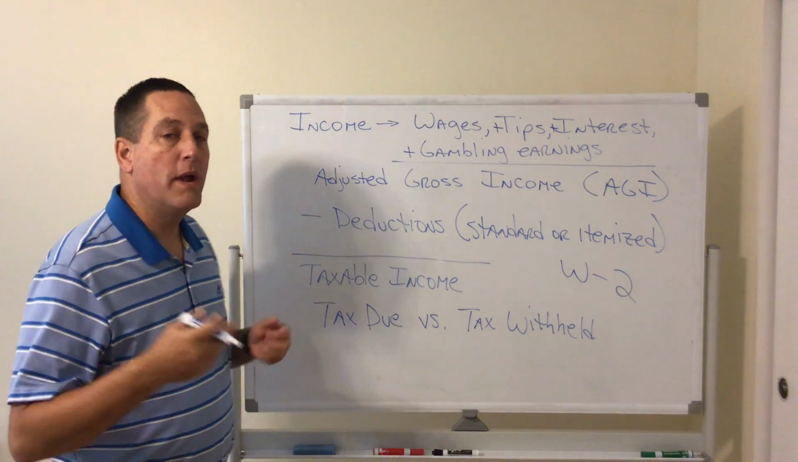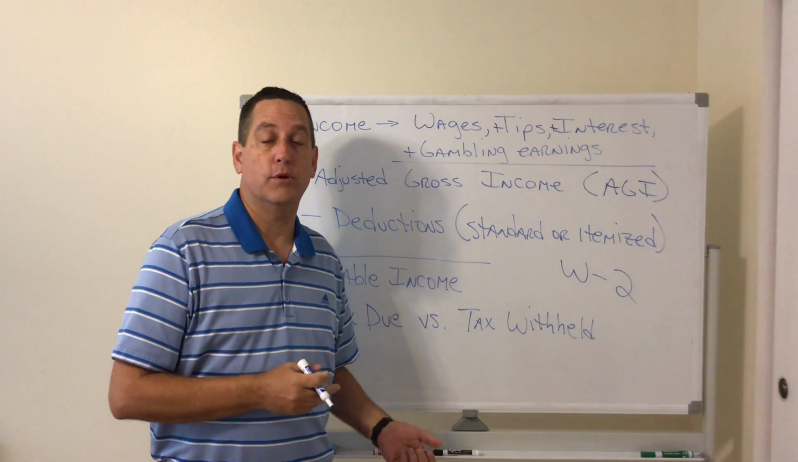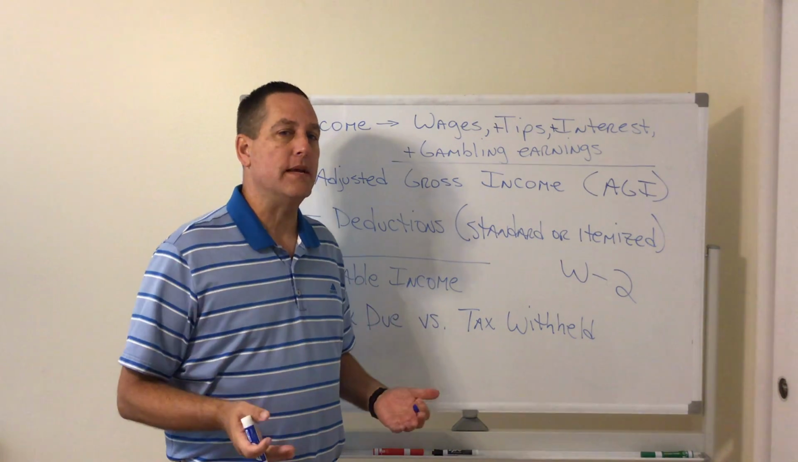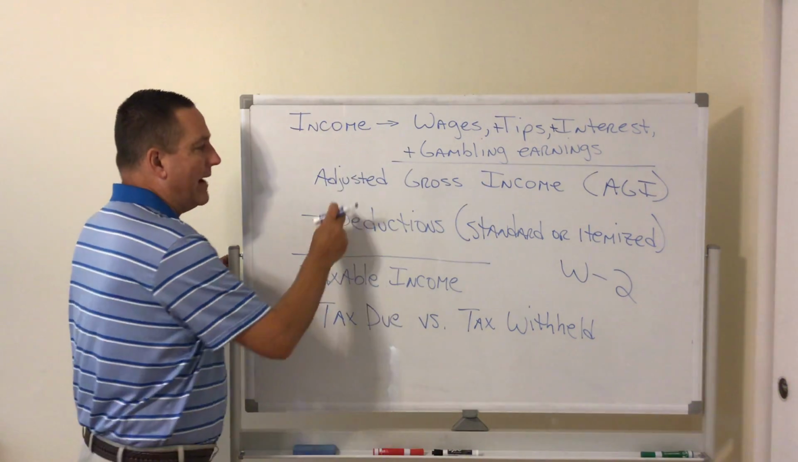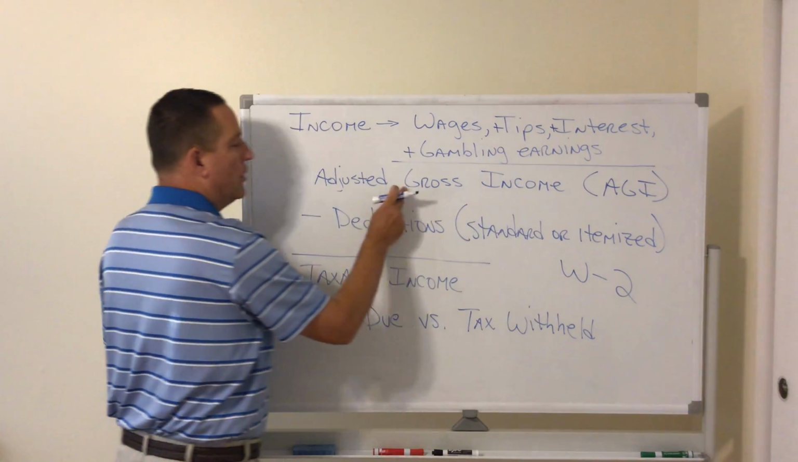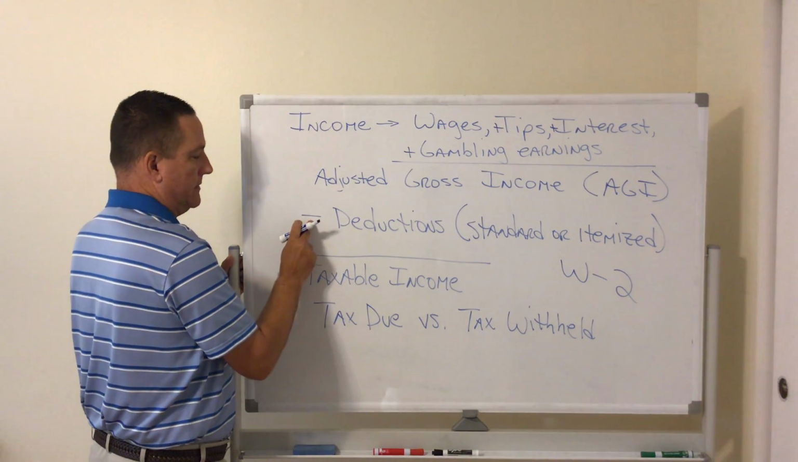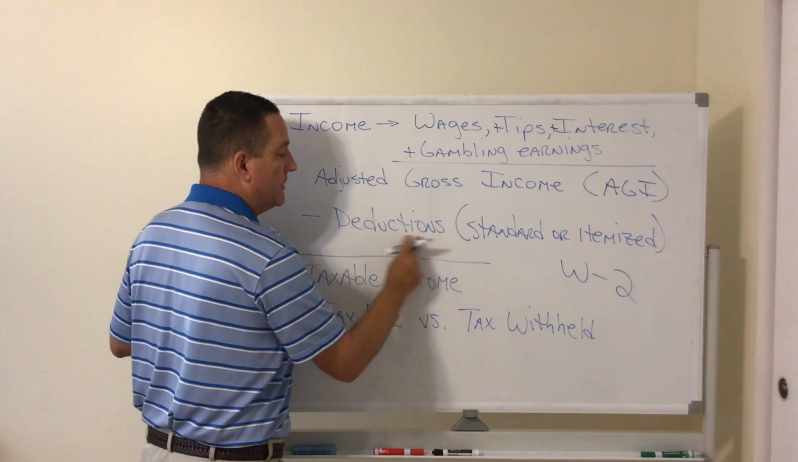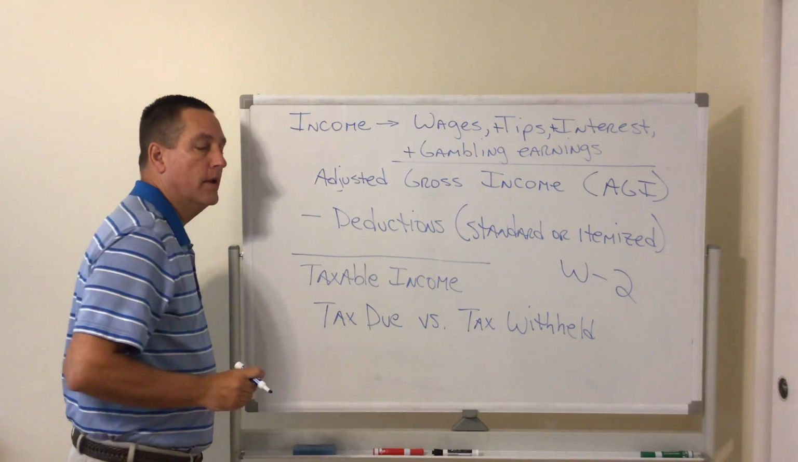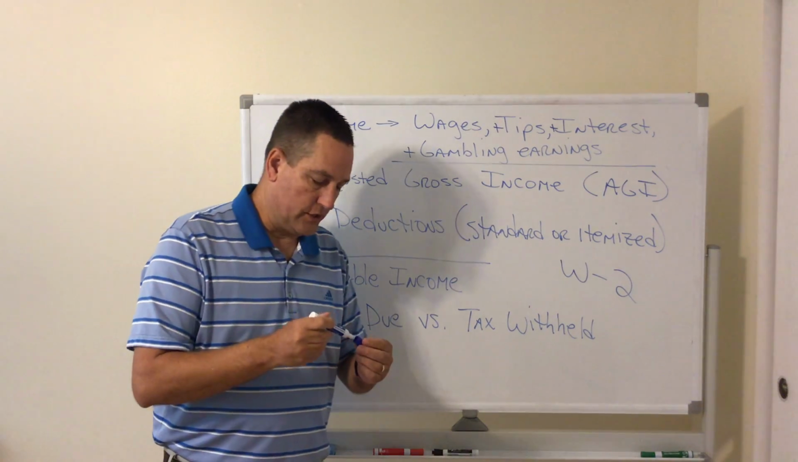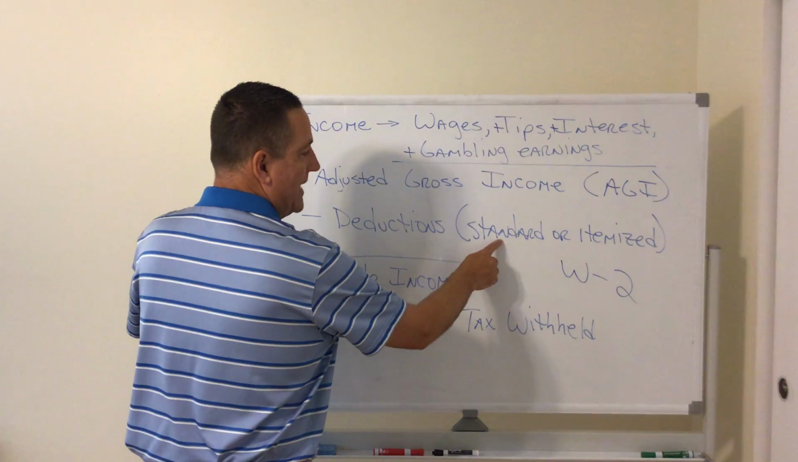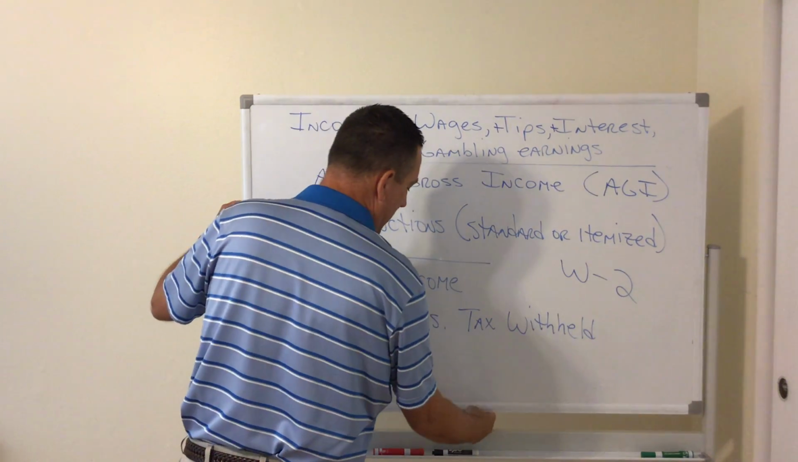No. You may have heard the term tax deductible or tax deductions or tax write-offs. What does that mean? Well, after you take all the money that you earn, you now get to subtract. That's what deductions are, right? You get to subtract your deductions. And there are two types of deductions. What we call standard deduction or itemized deductions.